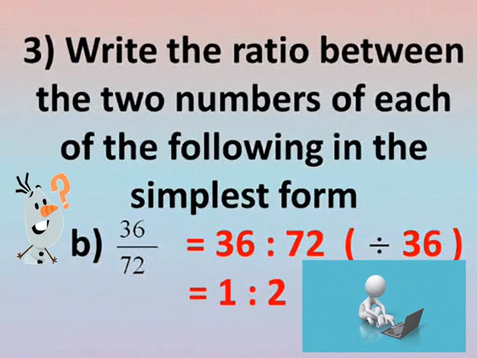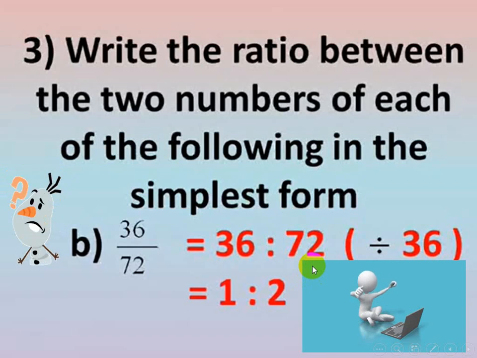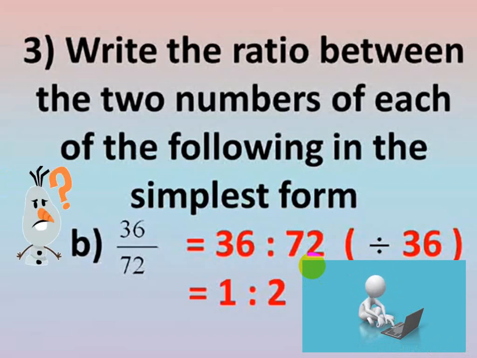Number B, 36 over 72. You can write it as a fraction and simplify the fraction, or by the ratio way. Both of the two ways are correct. 36 to 72. Observe that 36 and 72 are even numbers, so they are divisible by 2. 36 and 72 are also divisible by 9. Yes, very good. They are divisible by 9. You can write divided by 9, but I think there is a larger number.